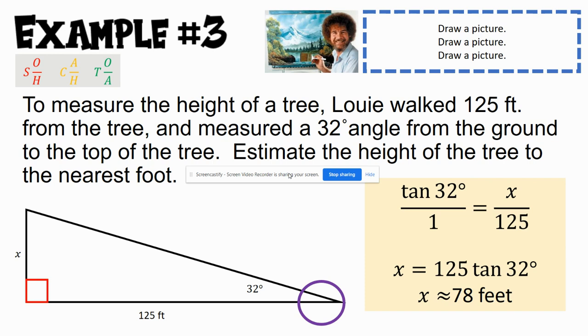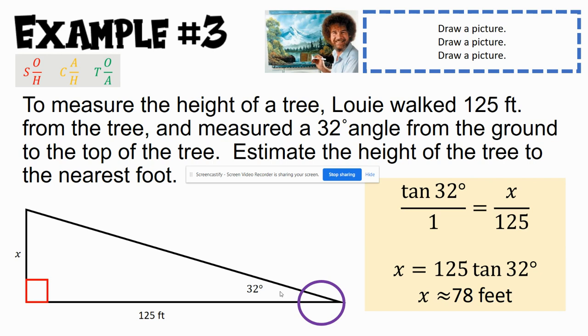So this is a very common application for trig, is to find the height of something. So this is the tree right here, and we're trying to find the height of it. So I'm going to label that with X. So Louis was here, and then he walked 125 feet away from the tree, and then he looked up at the top of the tree. And so the angle from his eyesight to the top of the tree is 32 degrees.